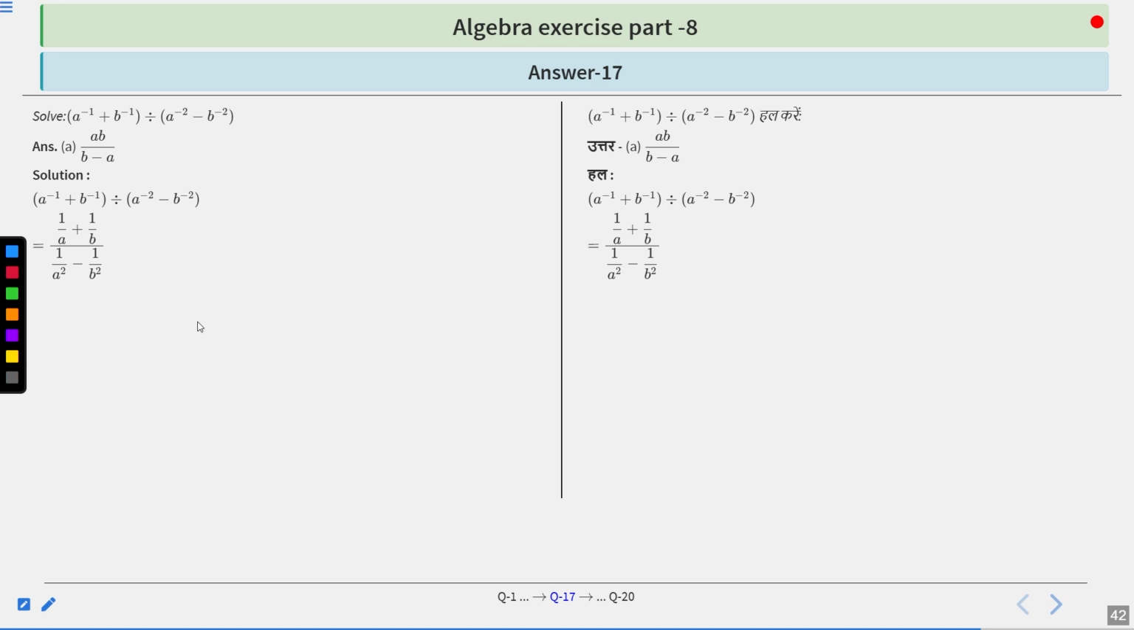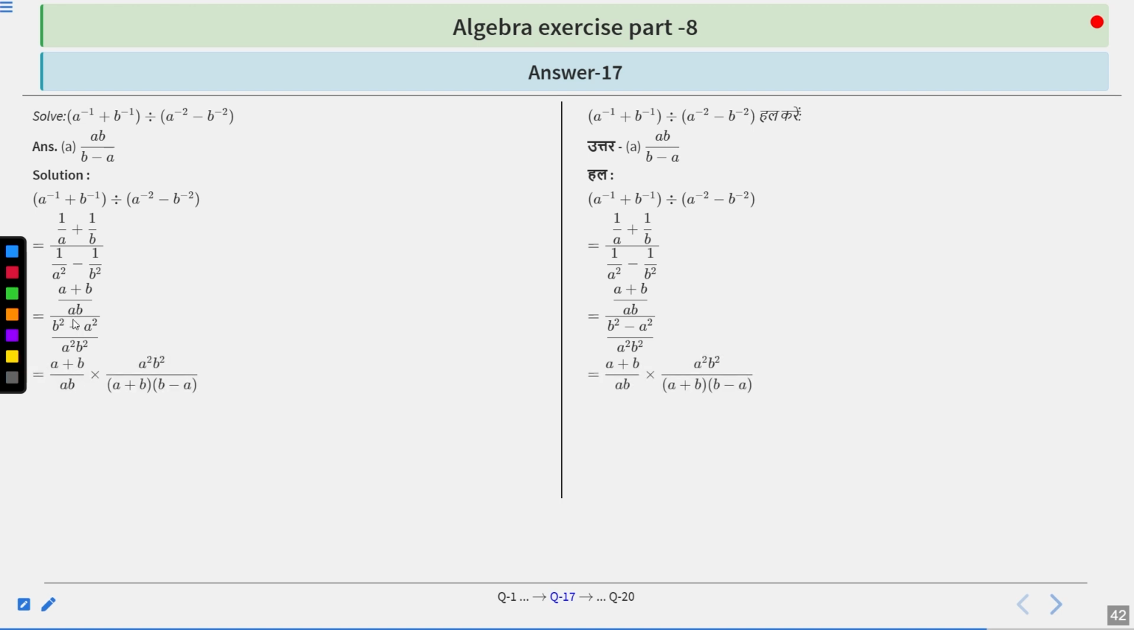a raised to power minus 1 can be written as 1 upon a, plus b raised to power minus 1 can be written as 1 upon b, divided by a raised to power minus 2 can be written as 1 upon a square, minus b raised to power minus 2 can be written as 1 upon b square. Taking ab as LCM in the numerator, we get a plus b upon ab, and in the denominator, taking a square b square as the LCM, we get b square minus a square upon a square b square.